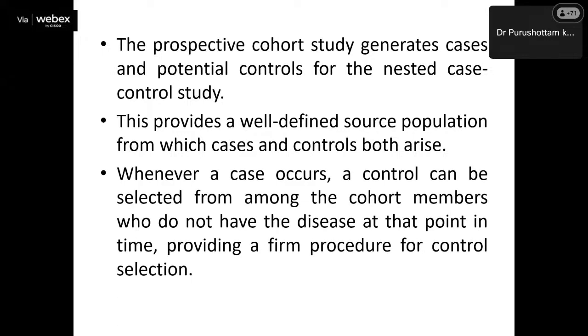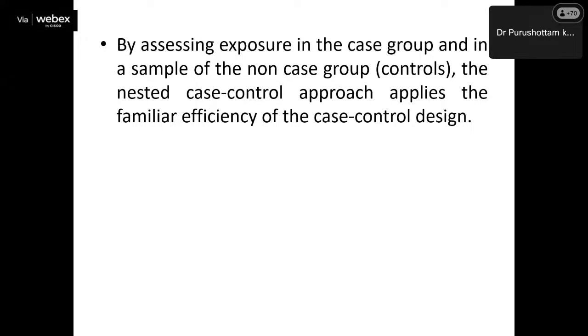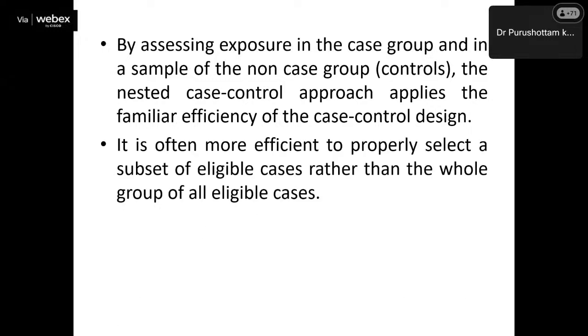Whenever a case occurs, a control can be selected from among the cohort members who do not have the disease at that point of time, providing a firm procedure for control selection. We will see by the example, so don't worry. By assessing exposure in the case group and in a sample of the non-case group, that is control, the nested case control approach applies the familiar efficiency of the case control design. It is often more efficient to properly select a subset of eligible cases rather than the whole group of eligible cases.